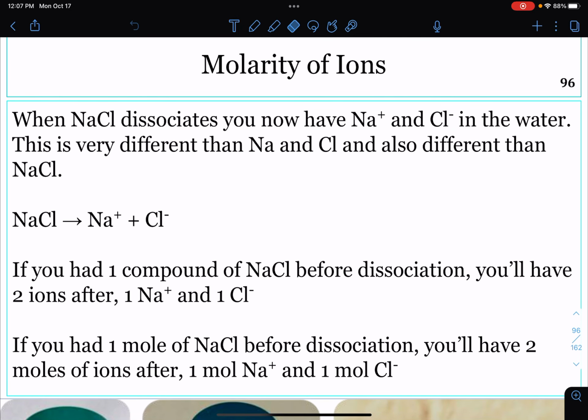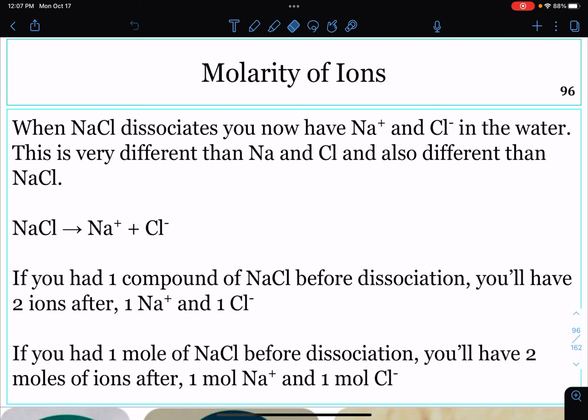When NaCl dissociates in water, you now have a sodium ion and a chloride ion in the water. You must write the charges on the ions because neutral sodium and neutral chlorine are very different, with very different chemical properties. If you have two compounds of sodium chloride, then you'd have two sodium ions dissociated in water and two chloride ions dissociated in water, a total of 4 ions. If you had 1 mole of sodium chloride before it dissociated, then you'd have a total of 2 moles after it dissociated: 1 mole of sodium ion and 1 mole of chloride ion.